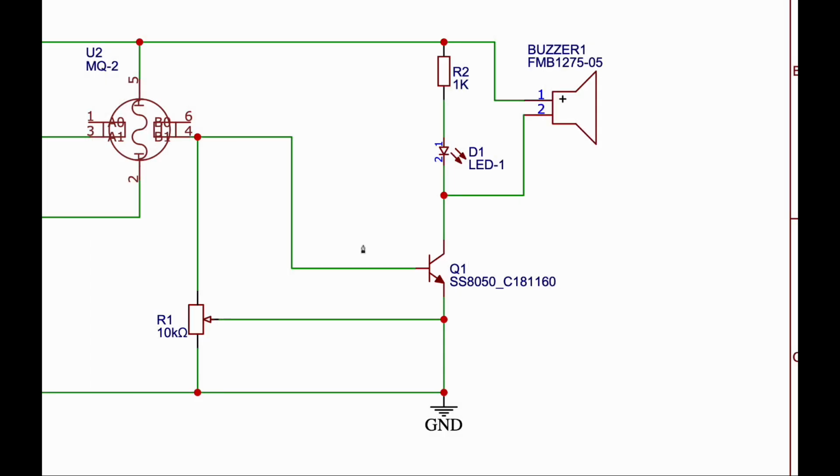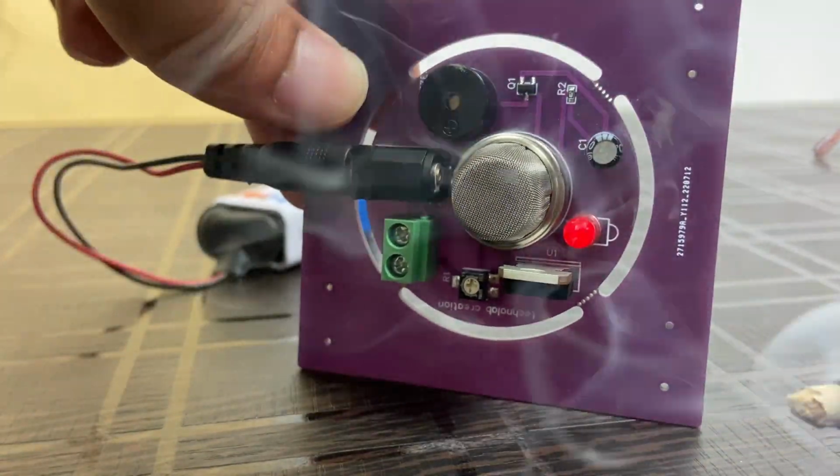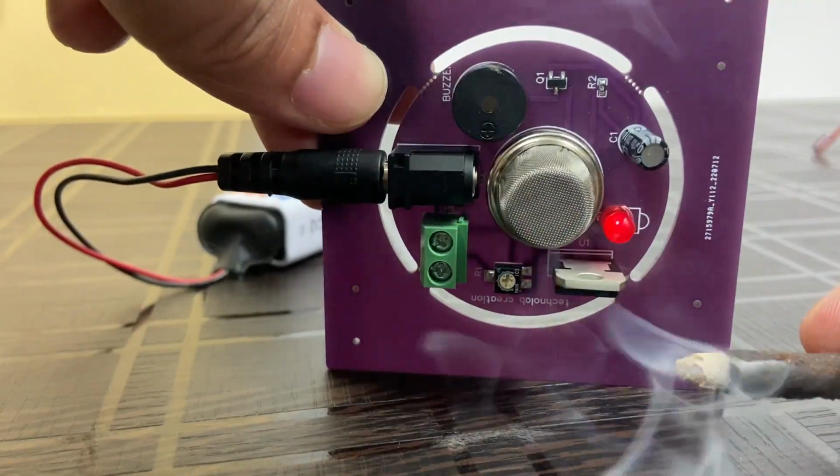And when we do not find any smoke, the LED and buzzer turn off as the voltage across the base terminal of the transistor falls below 0.7 volt. This circuit triggers the buzzer whenever it finds smoke or fire nearby it. This circuit mainly uses the MQ02 smoke gas sensor for detecting the level of smoke.